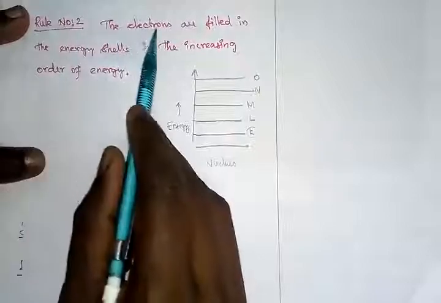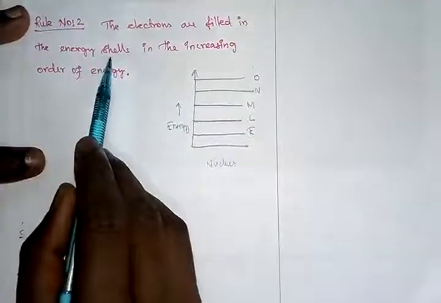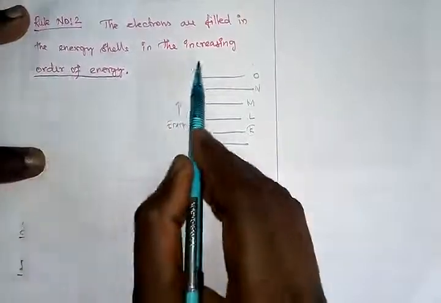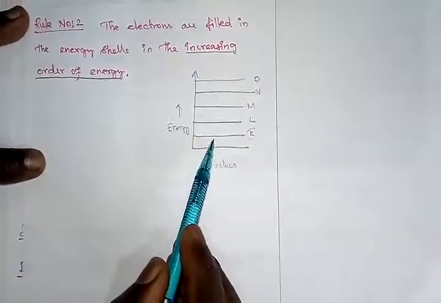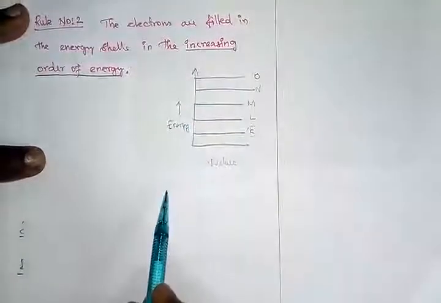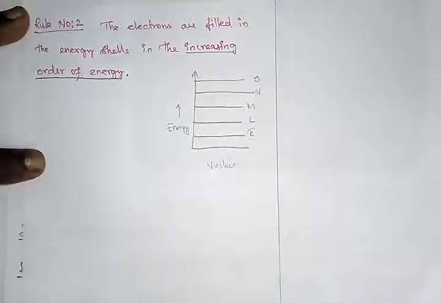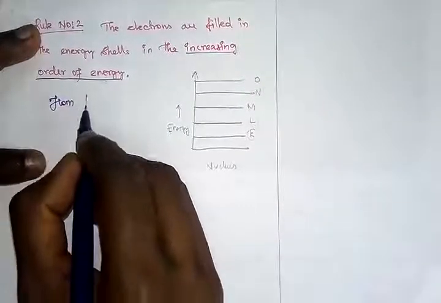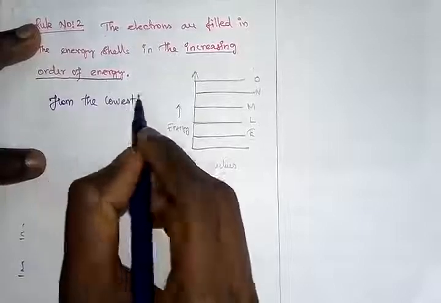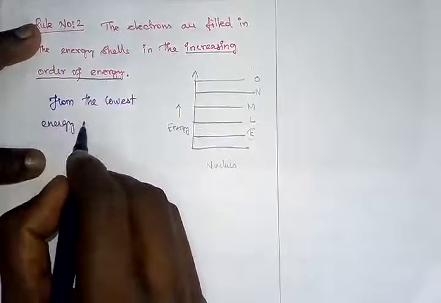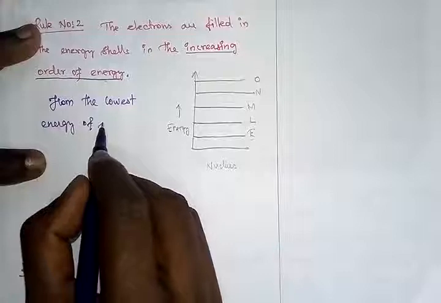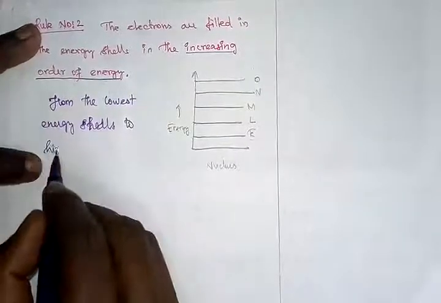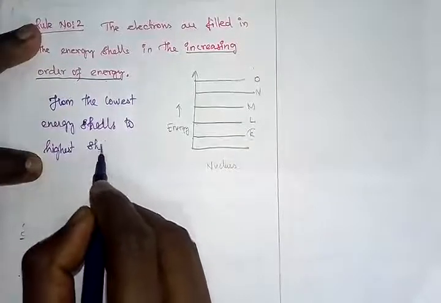Rule number 2: the electrons are filled in energy shells in the increasing order of energy. Very important. Increasing order of energy means that from the lowest energy to the highest energy it fills. So let me write: electrons are filled from the lowest energy shells to the highest energy shells, right?